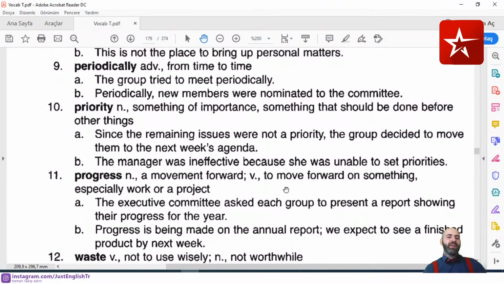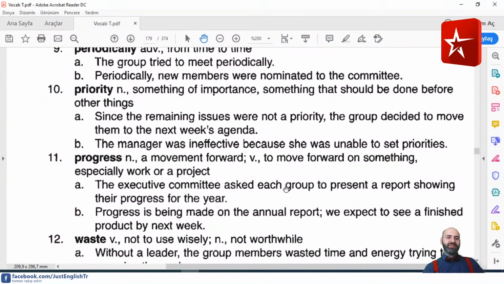Sentence A says, the executive committee asked each group to present a report showing their progress for the year. So how they developed, they wanted to see. Sentence B says, progress is being made on the annual report. We expect to see a finished product by the next year. In sentence B, progress is noun or verb, guys? For sentence B, over here, progress is noun or verb?